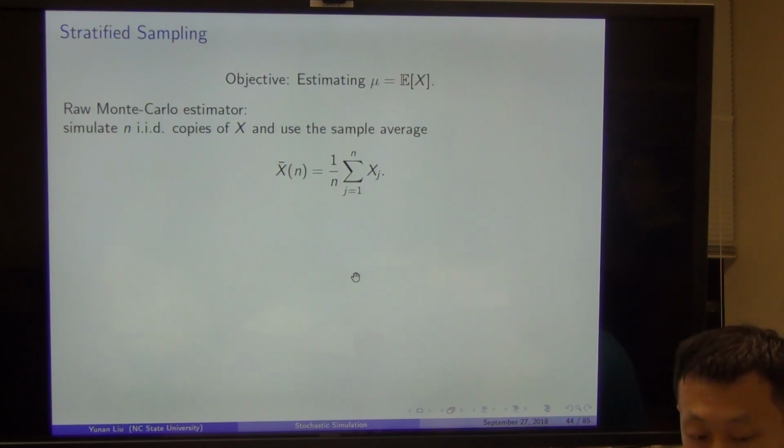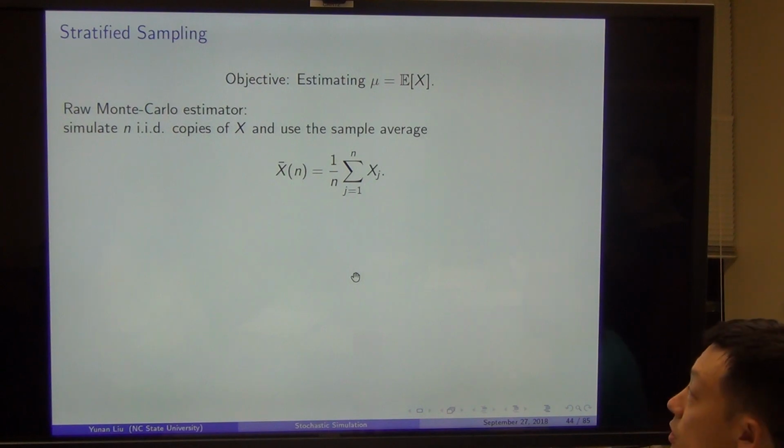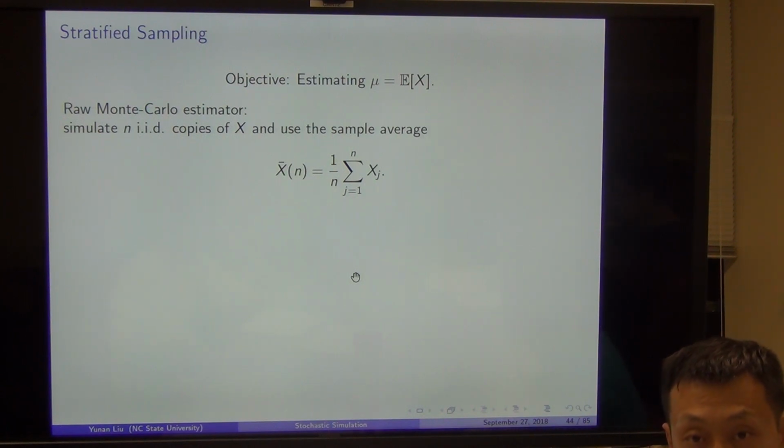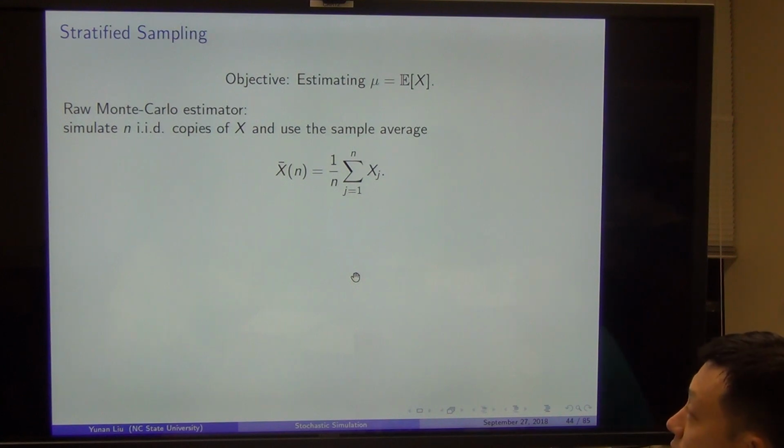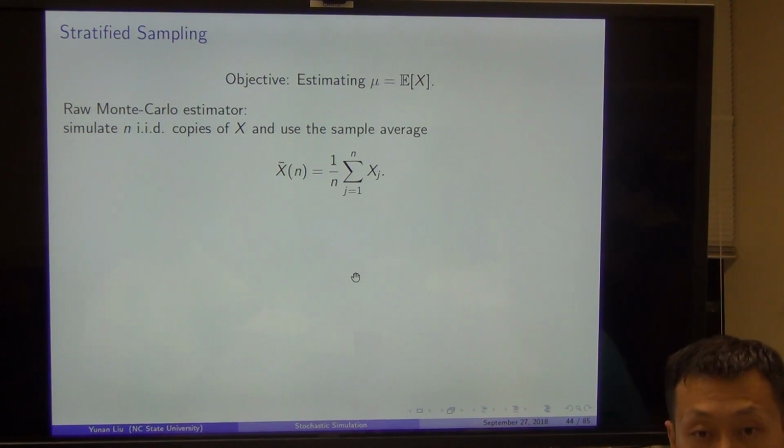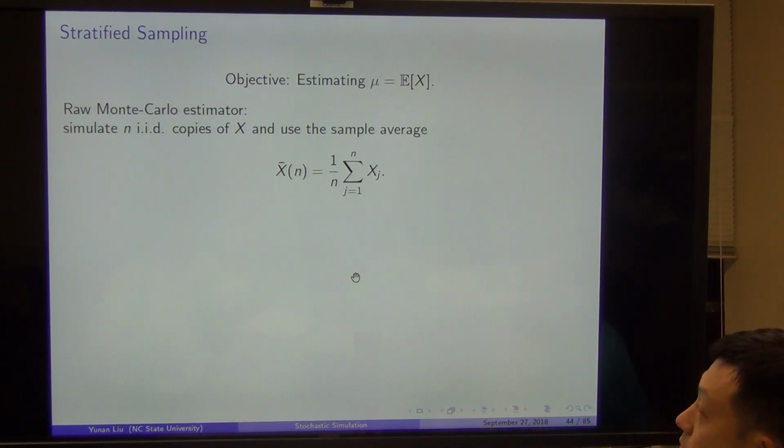Consider a crude Monte Carlo estimator with the objective of estimating mu, and mu is some expectation of X. The raw Monte Carlo estimator generates n IID copies of X using the sample average, and n is our simulation budget.